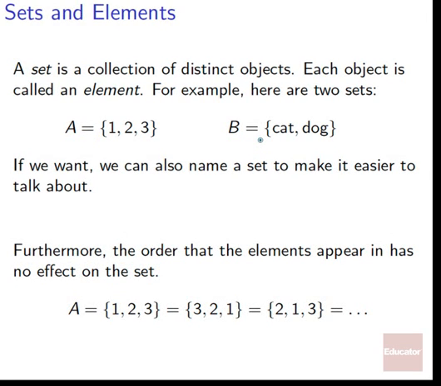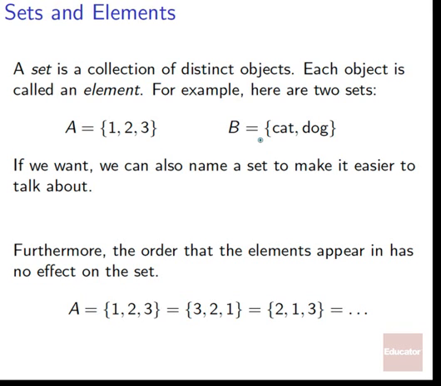Furthermore, the order that the elements come in has no effect on the set itself. So the order that the elements appear in doesn't matter. We don't care about the order here. A equals 1, 2, 3, but that's the exact same thing as saying 3, 2, 1, and that's the exact same thing as saying 2, 1, 3, or any other way you have of ordering those things. The important part is the fact that it has all of those elements. The way that they come in, their places in line, that doesn't matter. It's just the group that you're considering, not the specific permutation of the line.